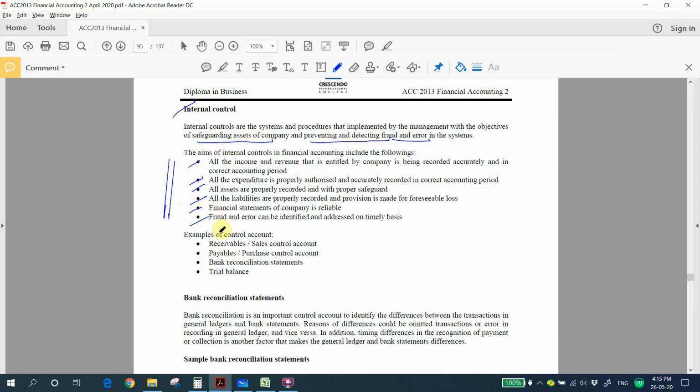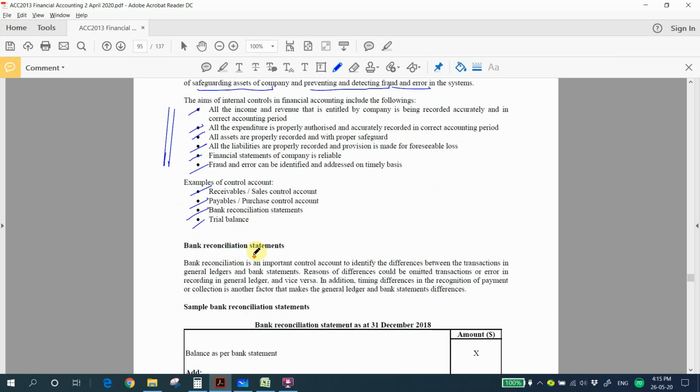Examples of control accounts, which we have learned, are the receivables and payables control accounts, and later on we are going to show you how to prepare a bank reconciliation statement. And for the trial balance, we have covered this in our FI1.